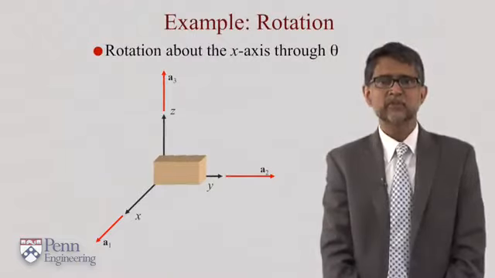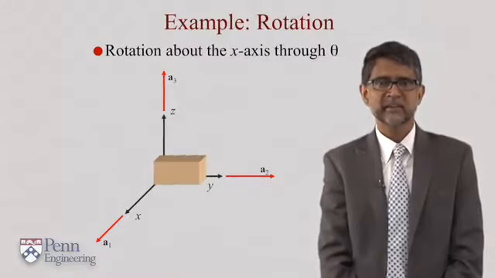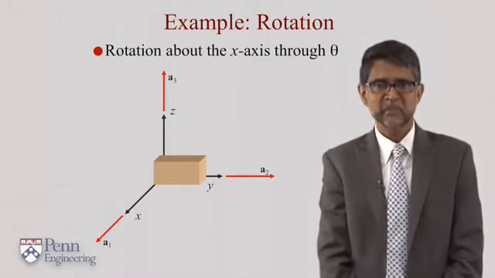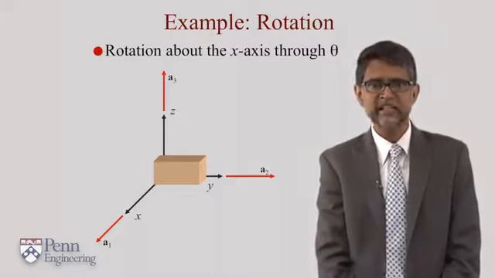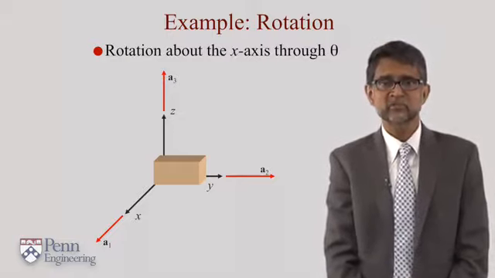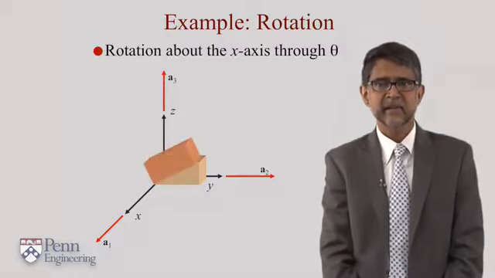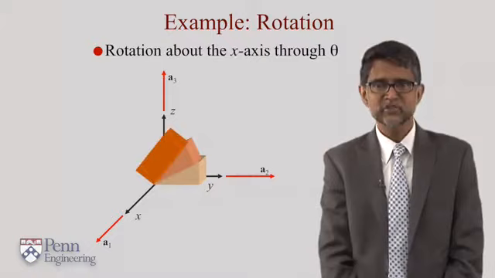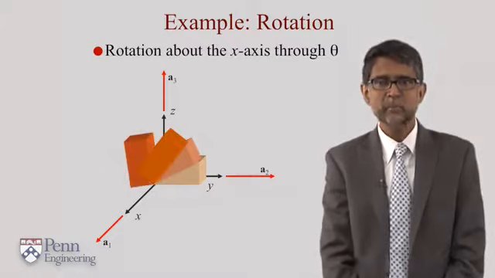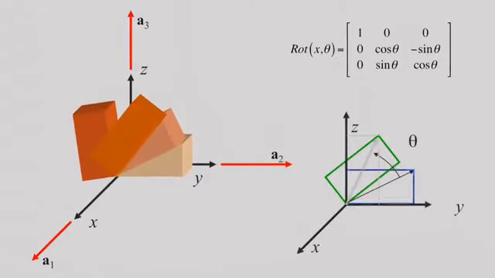As an example, I want to first look at something very simple. Consider this rigid body, a rectangular prism, whose axes are aligned with the x, y, and z axes, or the A1, A2, and A3 unit vectors. Let's rotate this rigid body about the x-axis through an angle theta. So when you have this rotation, there's only one parameter that describes this rotation, and that's the angle theta.